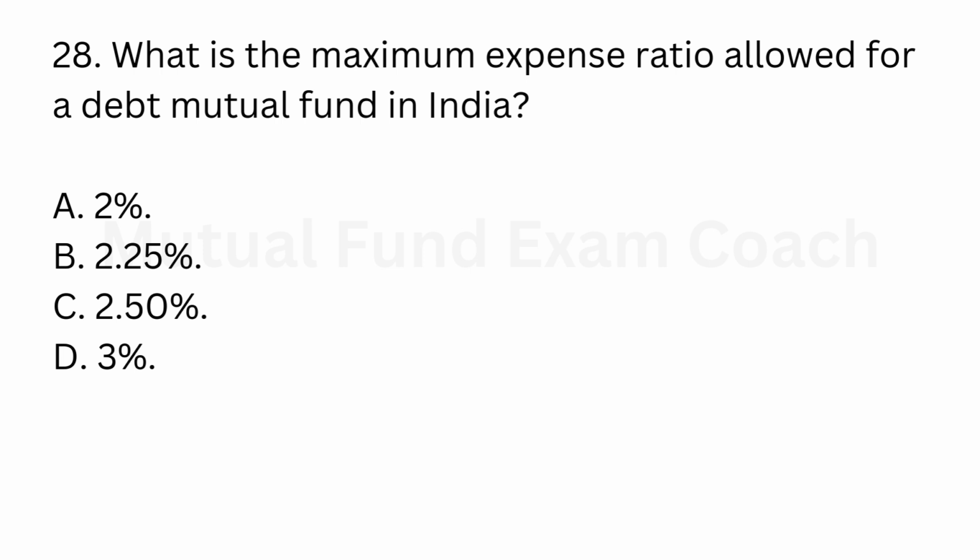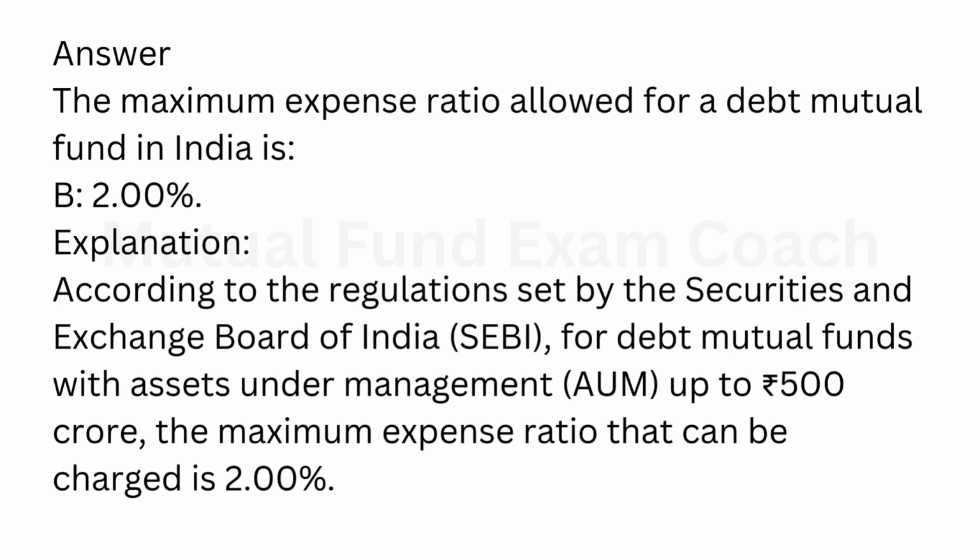28. What is the maximum expense ratio allowed for a debt mutual fund in India? A. 2%. B. 2.25%. C. 2.50%. D. 3%. Answer. The maximum expense ratio allowed for a debt mutual fund in India is B.